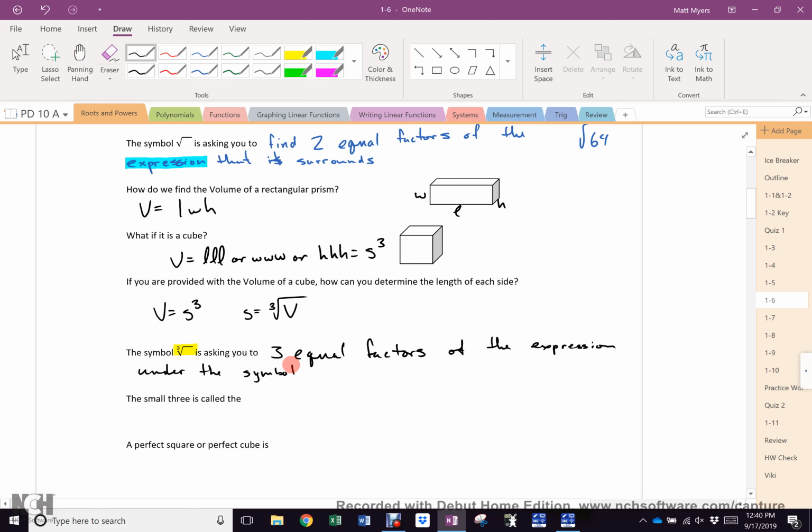All right. The small 3 is the only difference. That is called the index. Please highlight it, underline it, put a Mrs. Bad Crumble cloud around it so it's included in your shape of the day. I don't care. Somehow get that word in your head. The index tells me the size of group of equal factors.